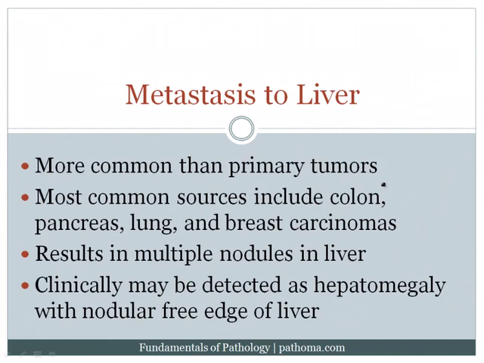Metastasis to the liver is more common than primary tumors. Important sources include colon carcinoma, pancreatic carcinoma, and then lung and breast can also spread to the liver. When you have metastasis, you're going to get multiple nodules in the liver, and clinically this is going to be detected as a large liver or hepatomegaly with a nodular free edge of the liver. When you feel the edge of the liver on physical exam, you can feel the bumps in the liver because there are multiple nodules within the liver.